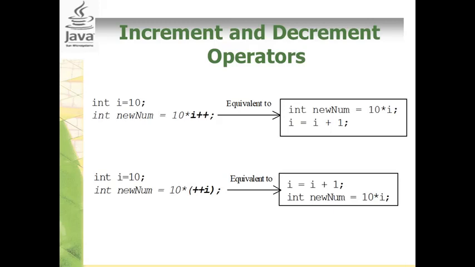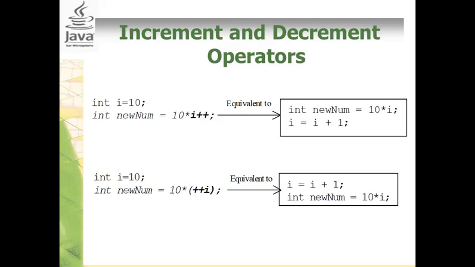10 times 10 equals 100. We store it to new num. That means new num will contain 100. After we store 100 to new num, then we increase the I. That means I becomes 11. Okay, in the first case, new num will contain 100 and I will become 11.